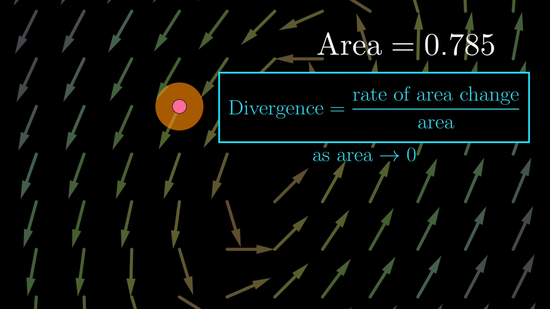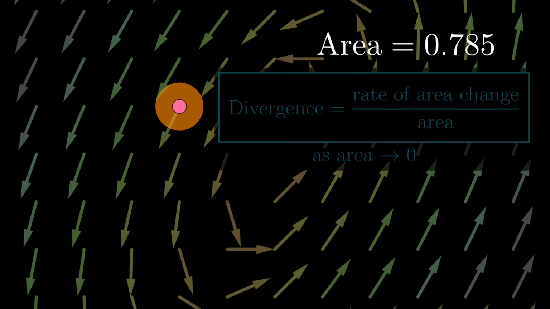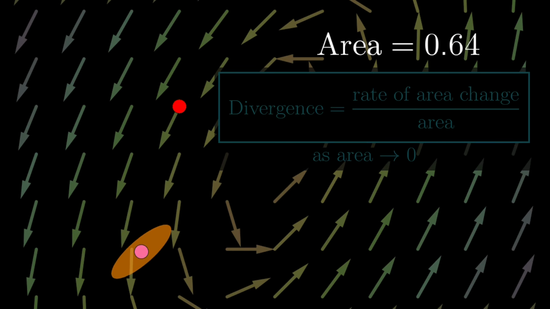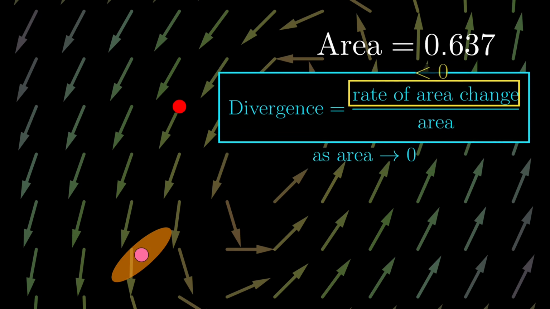In this case, let's look at how the area evolves again. We can see that it initially decreases, and in fact keeps decreasing along the way, so because the area change is negative, we have the divergence at this red dot to also be negative.